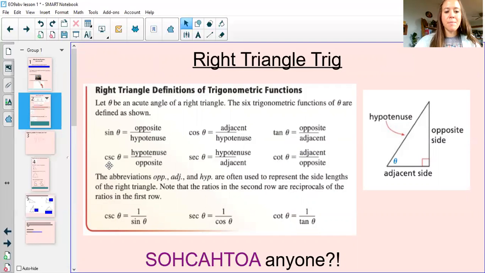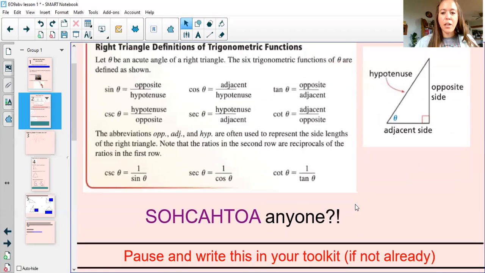CSC stands for cosecant, SEC is secant, and this is cotangent. A good way to remember this is SOHCAHTOA. Maybe you've heard this before. SOHCAHTOA stands for sine is opposite over hypotenuse, cosine is adjacent over hypotenuse, and tangent is opposite over adjacent. And again, the other 3 are just inverses. What I'd like you to do is pause the video and write this in your toolkit if it's not already.